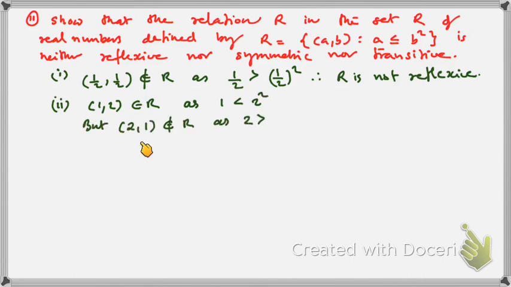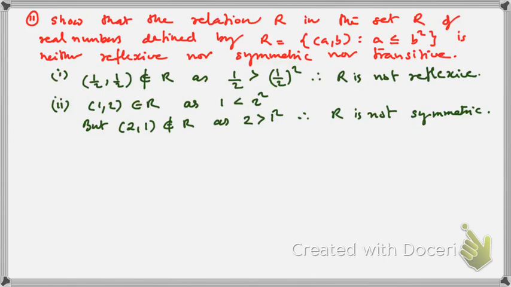But the other way around, (2, 1) does not belong to R, because the first number a happens to be bigger than the second number squared. 2 is greater than 1 squared. We are always supposed to get the first number as smaller than the second number squared, but I get the first number as bigger than the second number squared. 2 is greater than 1 squared. Therefore, R is not symmetric. So we got a counterexample. 1 goes to 2, but the other way around, 2 does not go to 1. Therefore, R is not symmetric.